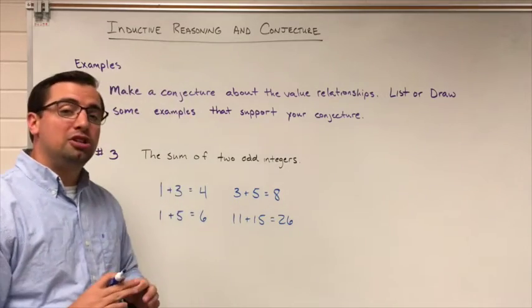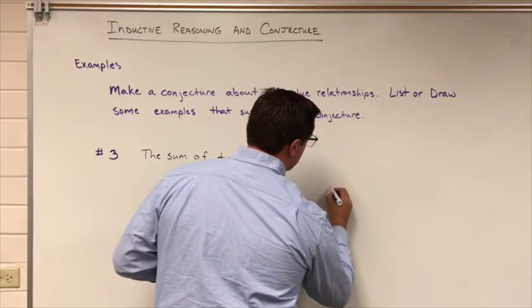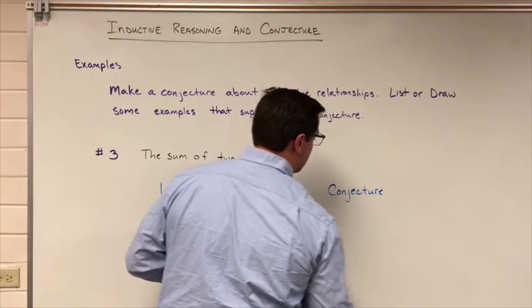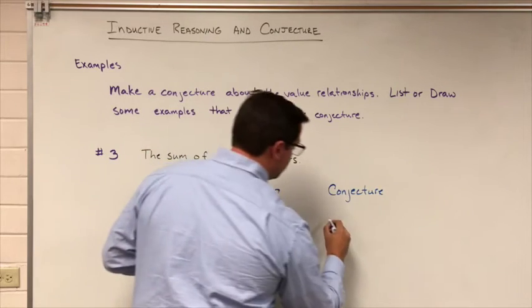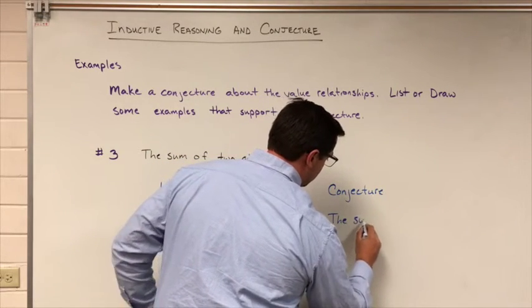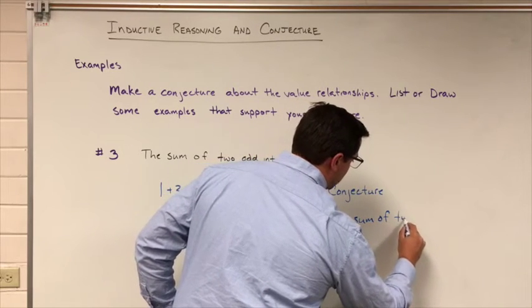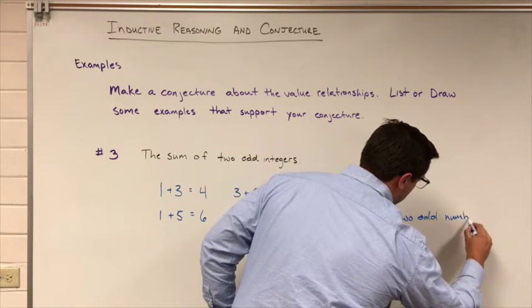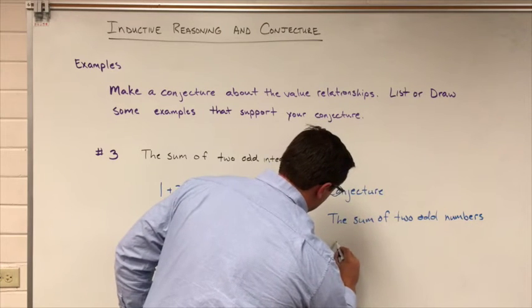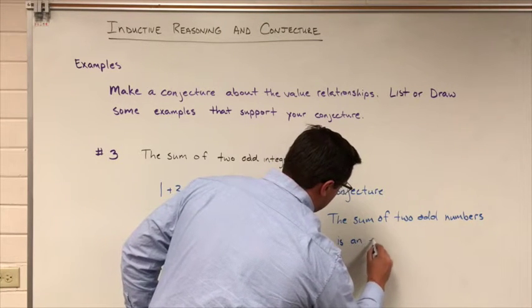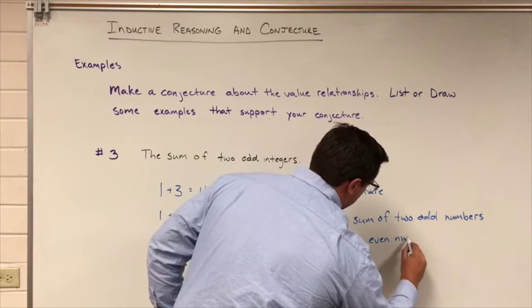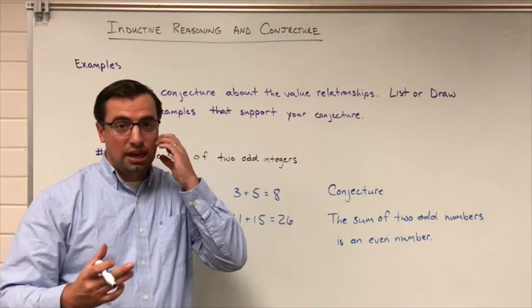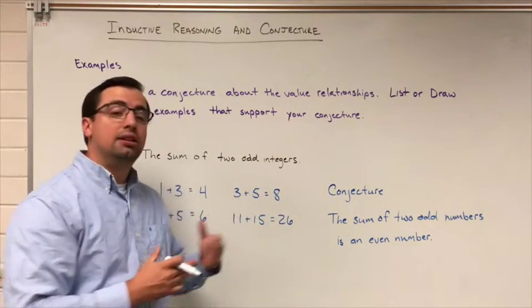And so let's write our conjecture now. Our conjecture is that the sum of 2 odd numbers is an even number. Again, with these examples, you're going to have to actually provide your own examples.